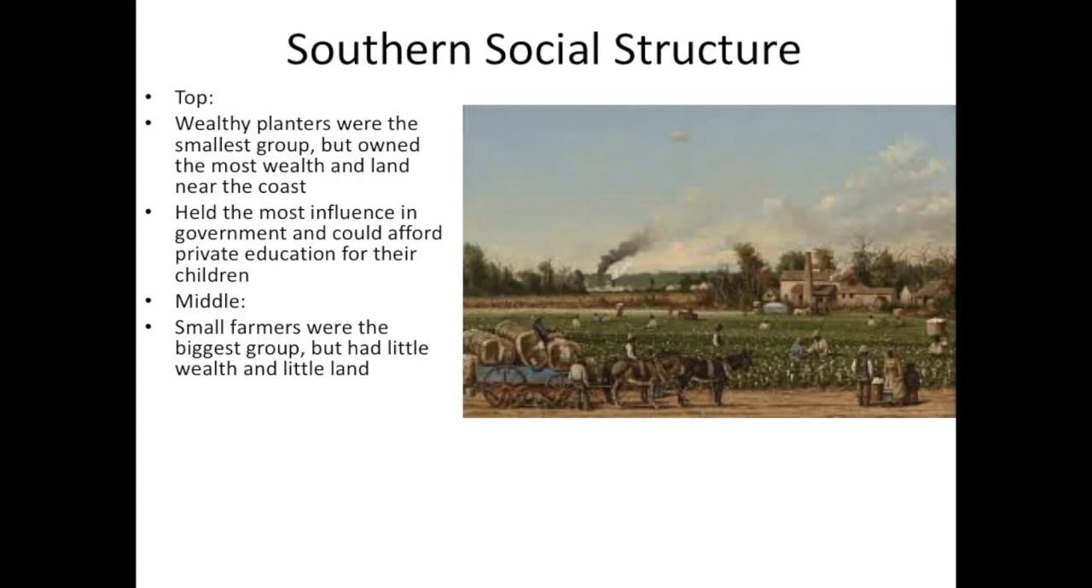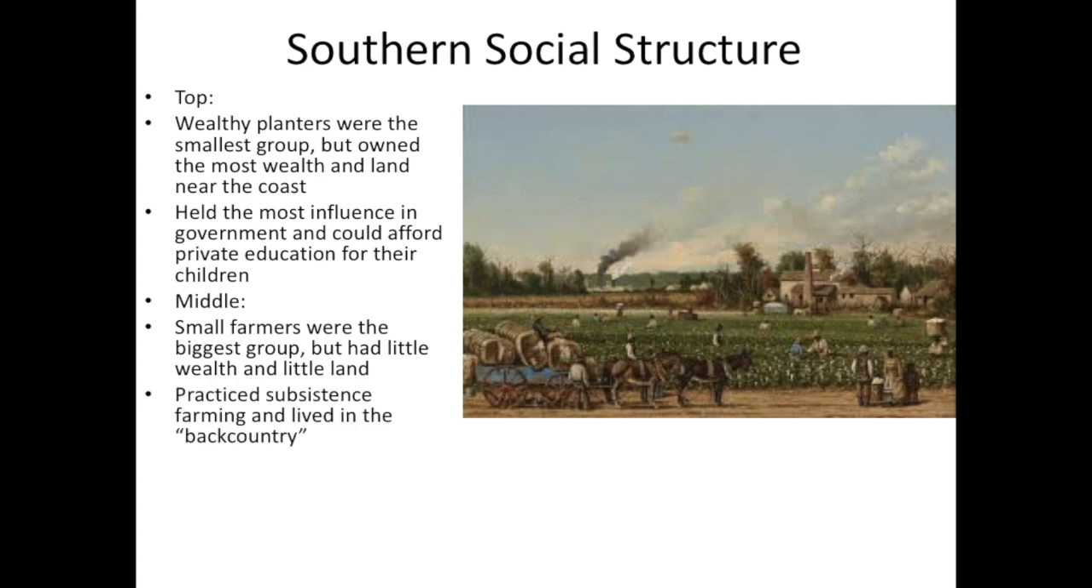The small time farmers, they might own a slave. If they did, they might own one or two or three. They're not going to have these kind of stereotypical plantations with hundreds of slaves, which you see in the picture here. But the small farmer will represent the biggest group, but they don't have a lot of power. They don't have a whole lot of land, but they get by. They're doing okay, but they're not doing obviously nearly as well as the wealthy planter class.